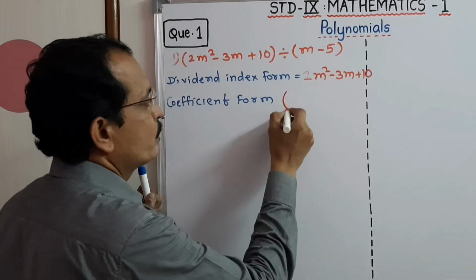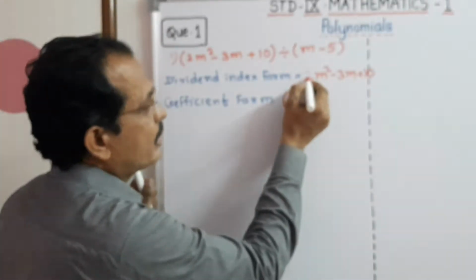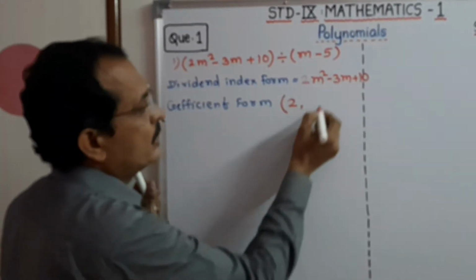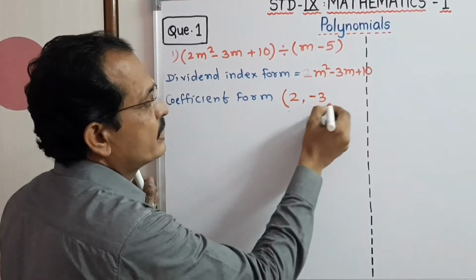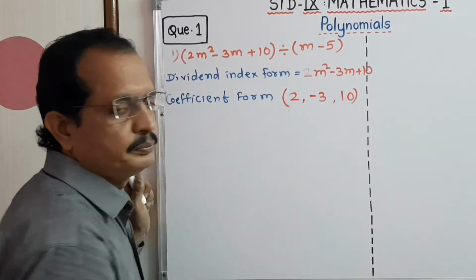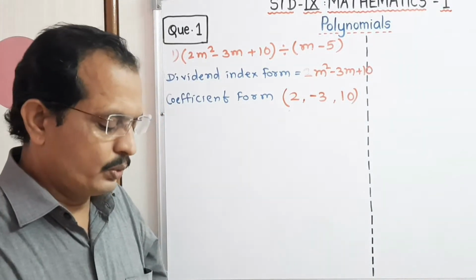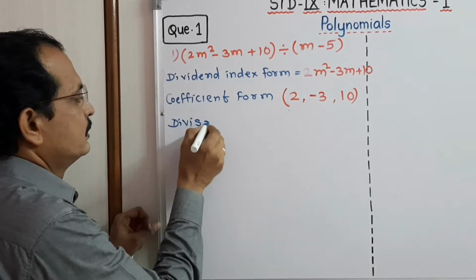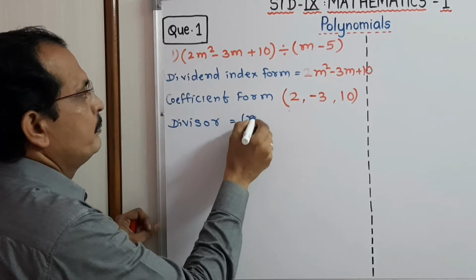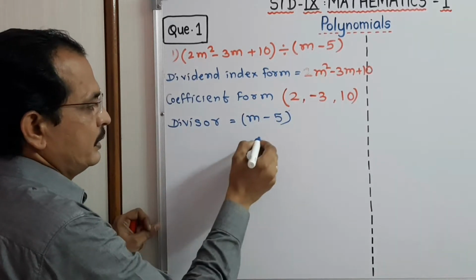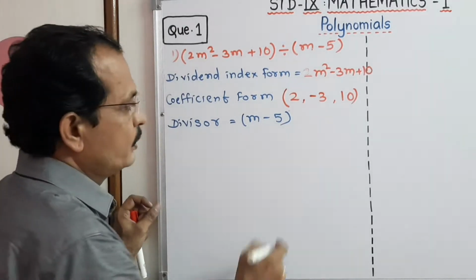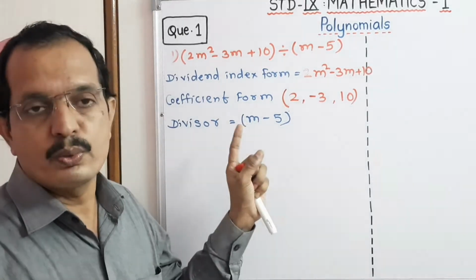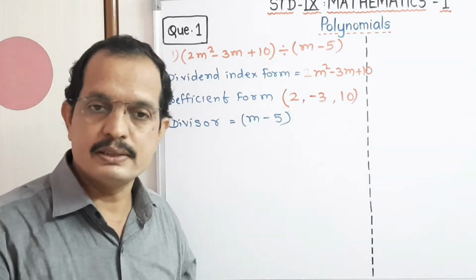For that purpose we have to make a bracket here, then write down the coefficient of the first term, it is 2, put a comma, then the coefficient of the second term, minus 3, and here it is 10. Now see here, the divisor is m minus 5. Therefore, dear student, we have to write here m minus 5. This minus 5, we have to take the opposite of that, minus 5 becomes plus 5.